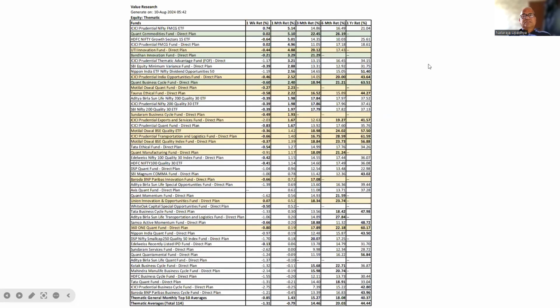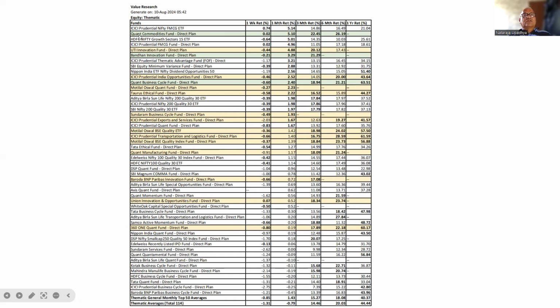Next, we are discussing thematic funds. See, there are different thematic funds, and one category is called just thematic. So I call it thematic, overall or general, thematic general. There are 114 funds. See, when there are more than 50 funds, I take only the top 50 and take the averages. And based on that average, I come up with the green or amber color.